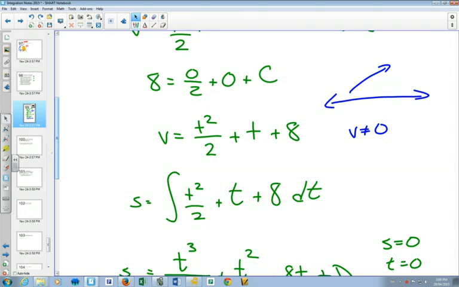Okay. So you can use calculus to interpret these things. You can use your graphing stuff to look at what it means for a function as well.